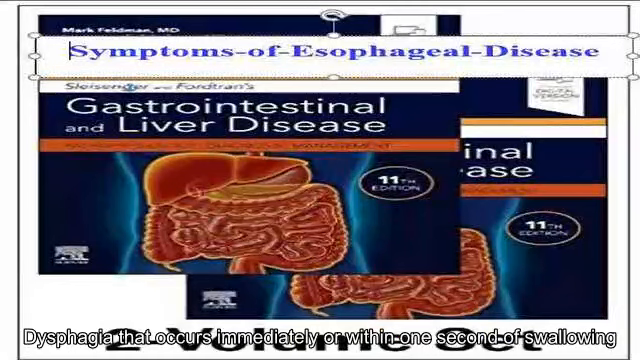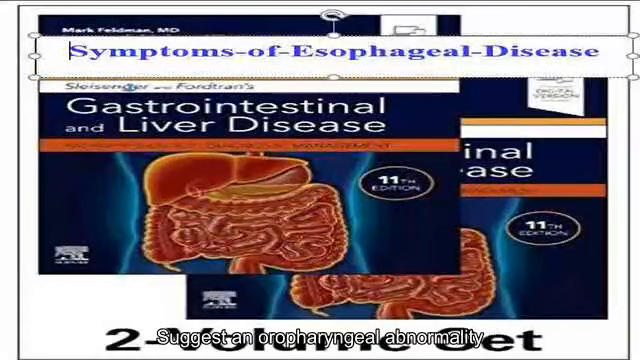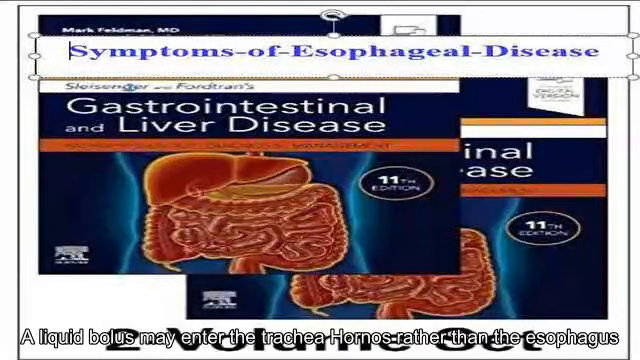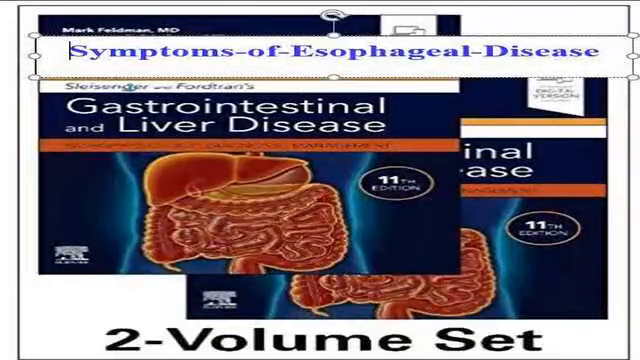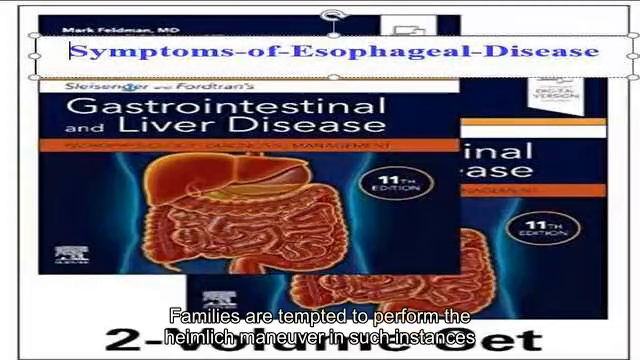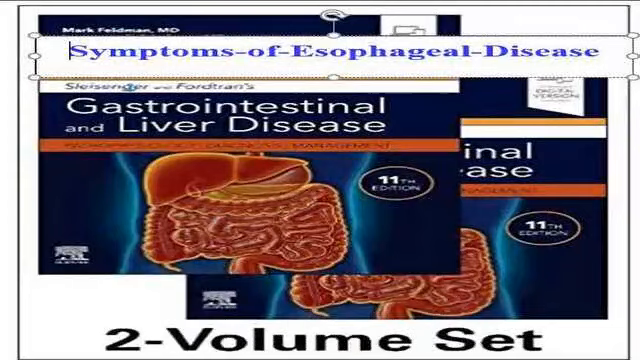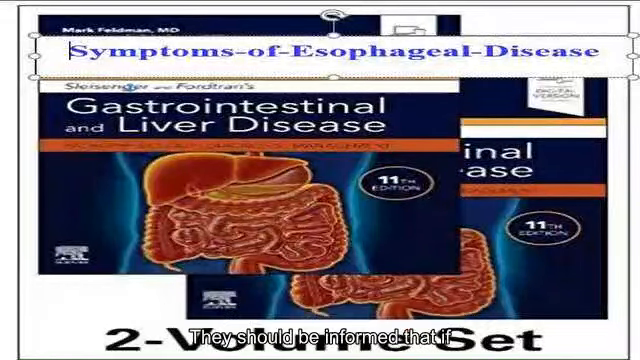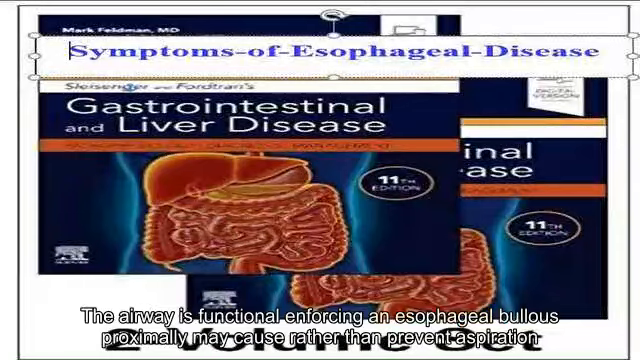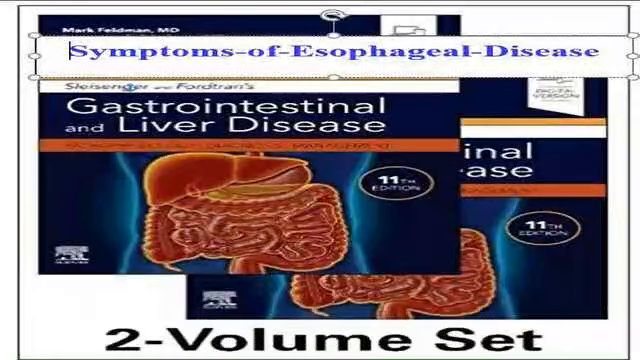Dysphagia that occurs immediately or within 1 second of swallowing suggests an oropharyngeal abnormality. At times, a liquid bolus may enter the trachea or nose rather than the esophagus. Some patients describe recurrent bolus impactions that require manual dislodgement. In severe cases, saliva cannot be swallowed, and the patient drools. Families are tempted to perform the Heimlich maneuver in such instances, but this is not appropriate unless the bolus is producing airway compromise. They should be informed that if the patient can speak, the airway is functional and forcing an esophageal bolus proximally may cause rather than prevent aspiration.